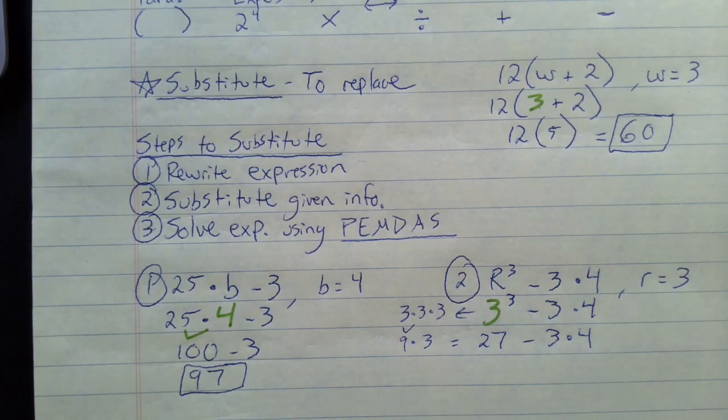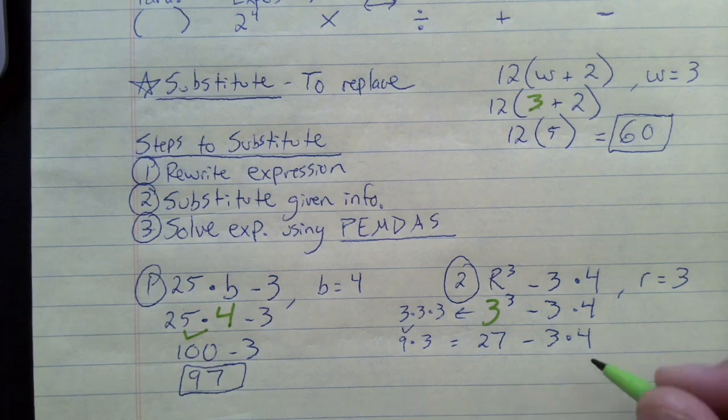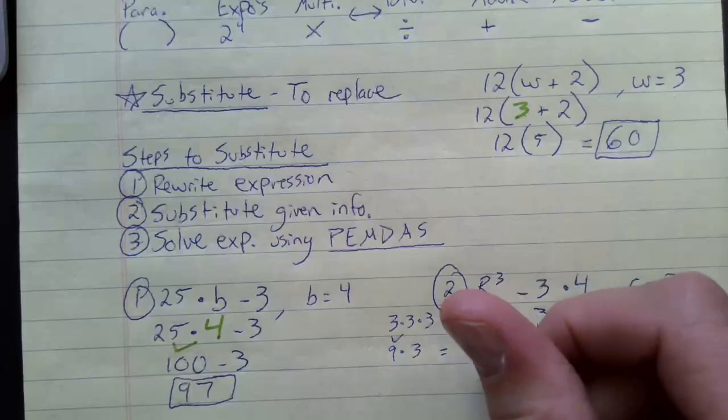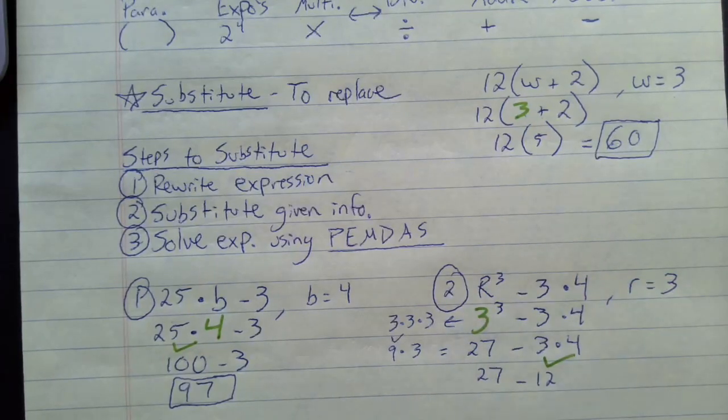All right. Now, parentheses are done. Exponents complete. Multiplication comes next. 3 times 4 is 12. And just rewrite what you haven't already done. And that's 27 minus 12.